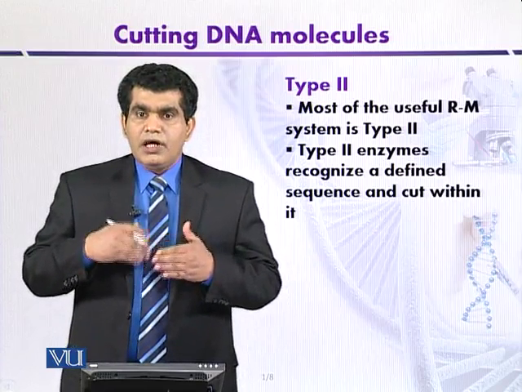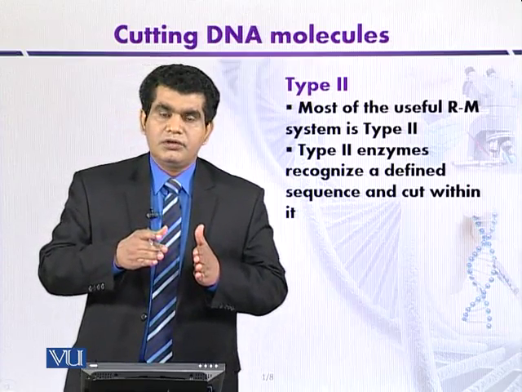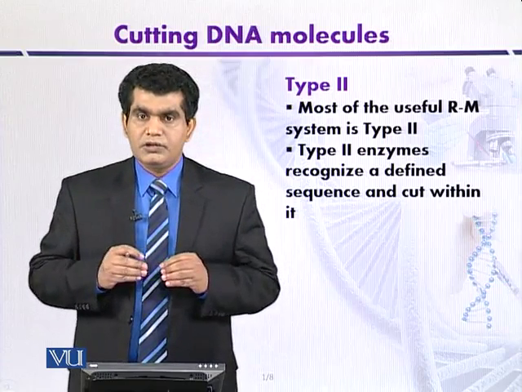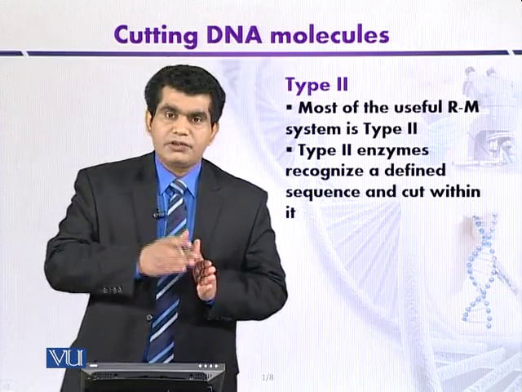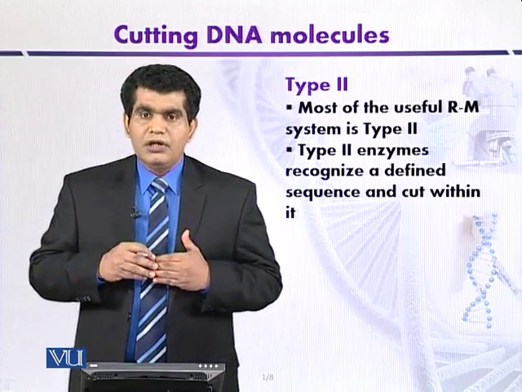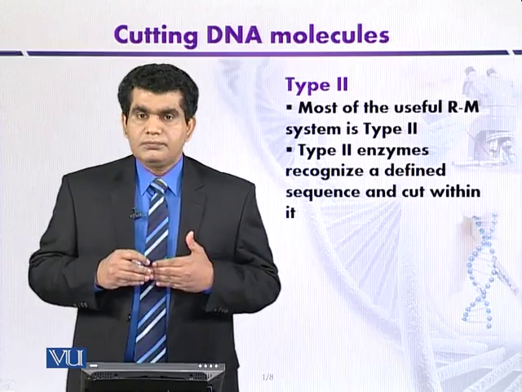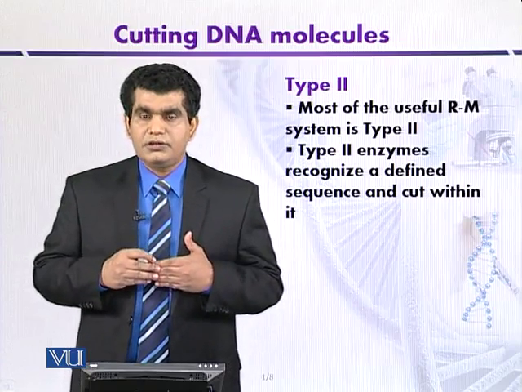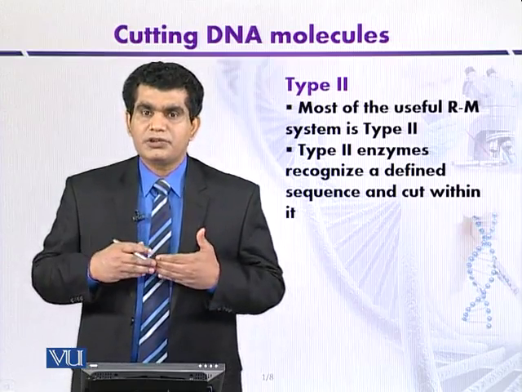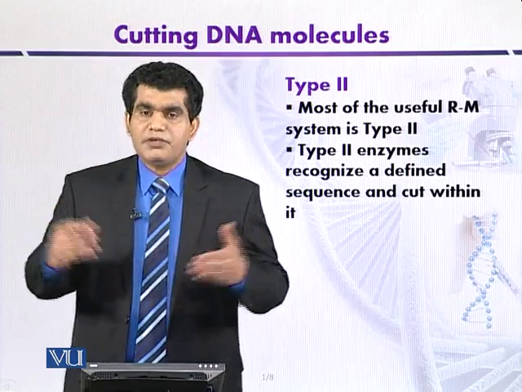Another point is that this enzyme has separate modification and restriction activities. So there is a separate enzyme for restriction and a separate enzyme for modification. Another benefit is that this enzyme doesn't require any cofactors to cut the DNA. So type 2 restriction enzymes nowadays are commonly used in the process of cutting and joining, especially cutting of DNA molecules.